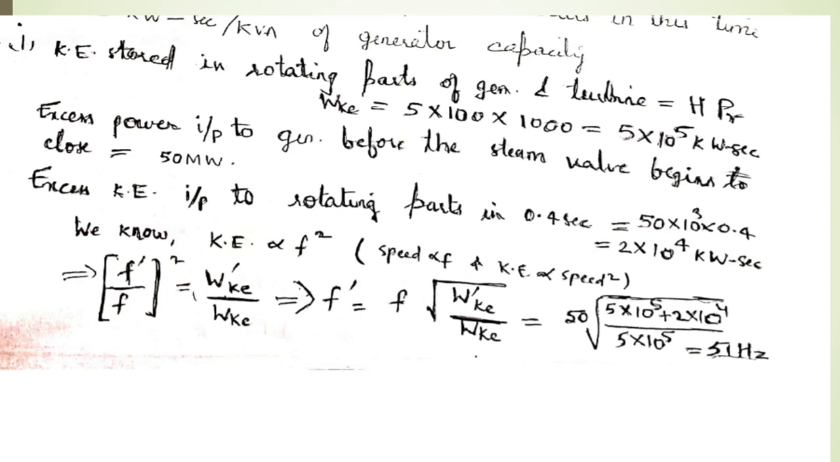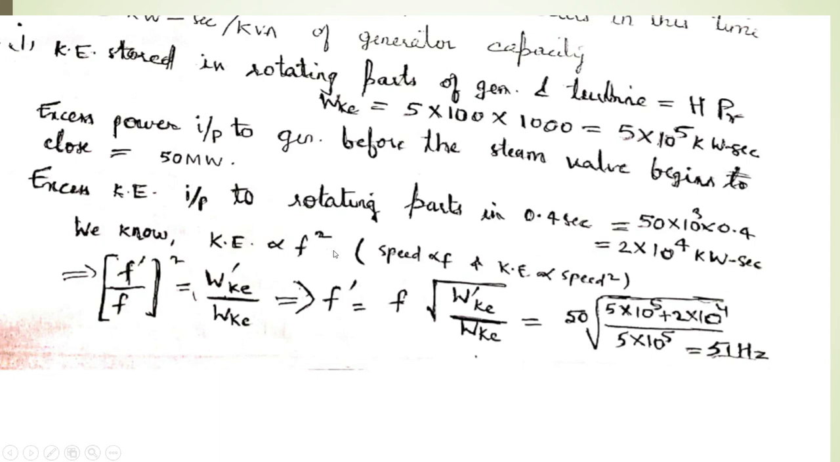So first, we find the kinetic energy stored in rotating parts of generator and turbine, that is given as H into P rating. Kinetic energy is 5 into 100 into 1000, that is 5 into 10 power 5 kilowatt seconds. Excess power input to generator before the steam valve begins to close is 50 megawatt. Excess kinetic energy input to rotating parts in 0.4 seconds is 50 into 10 power 3 into 0.4, that is 2 into 10 power 4 kilowatt seconds.